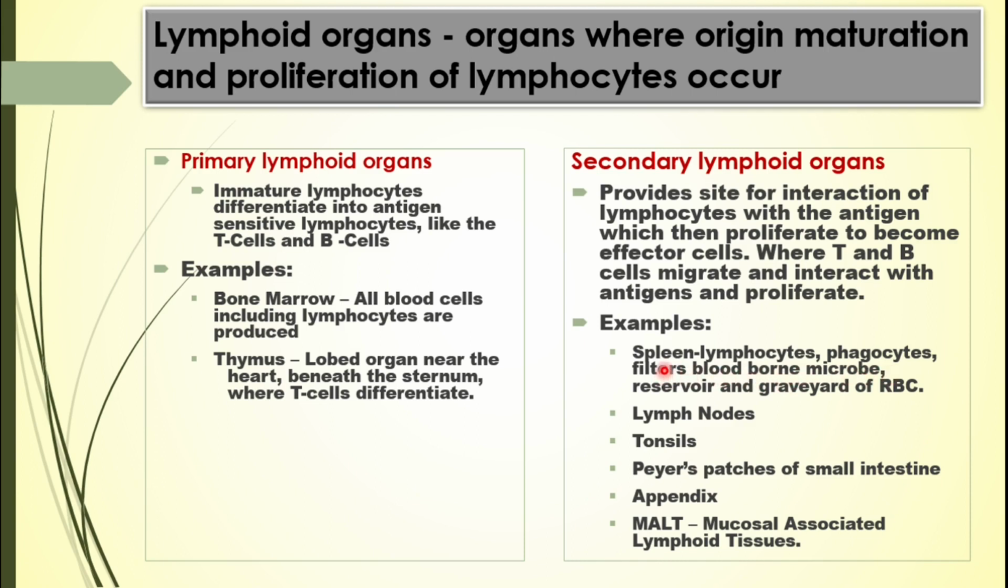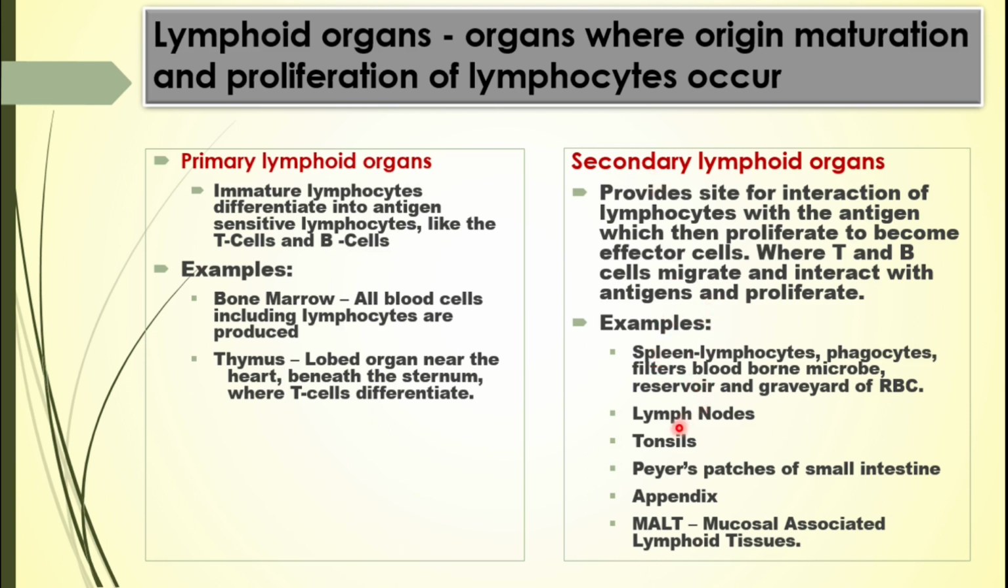Other than that, the spleen also is a reservoir and a graveyard of RBCs. RBCs live for 120 days and finally reach the spleen, where they are destroyed and degenerate. They degenerate within the spleen. So spleen is an example for a secondary lymphoid organ.